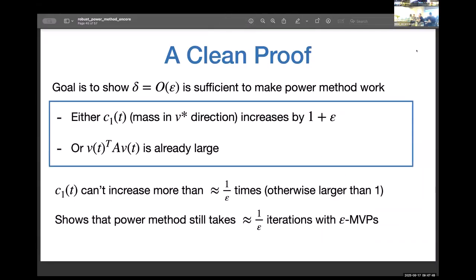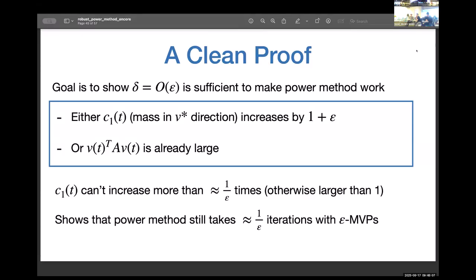So if we prove something like this, then we're kind of done, right? Because the first direction can't really increase too many times, right? It's a unit vector. It starts with some non-trivial value, like 1 over square root of n or 1 over poly n. It increases multiplicatively. Well, that can't happen, right? It is bounded by 1.